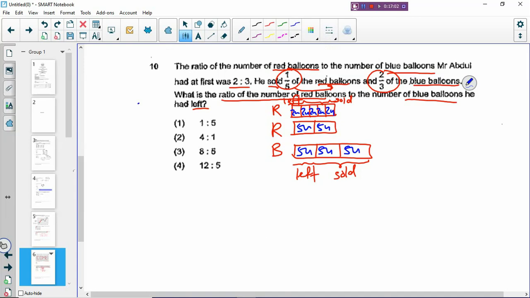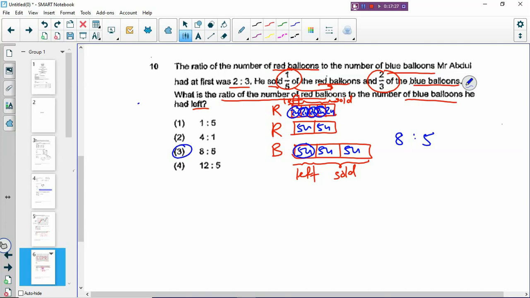And then now you can find the ratio of the red balloons left. So how many red balloons are left? Left, which is 2, 4, 6, 8. So there are 8 units of red balloons left to the blue balloons left, which is 5. Right? So 8:5. So your answer will be number 3. So what's the method here?